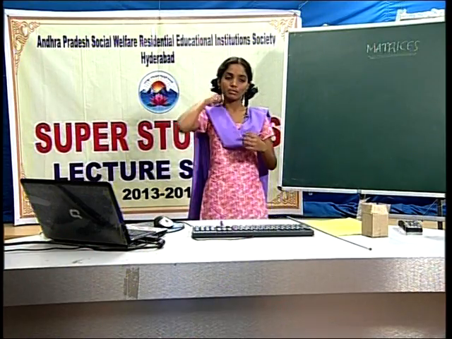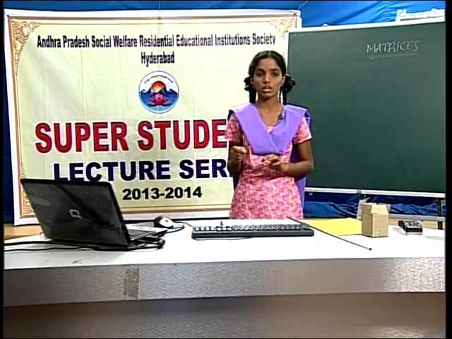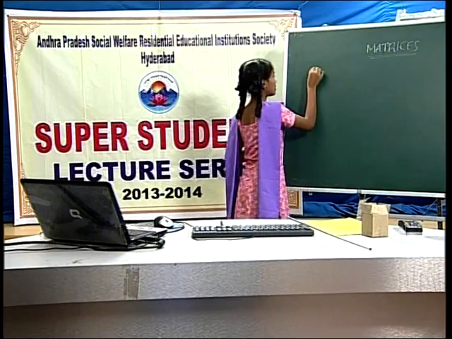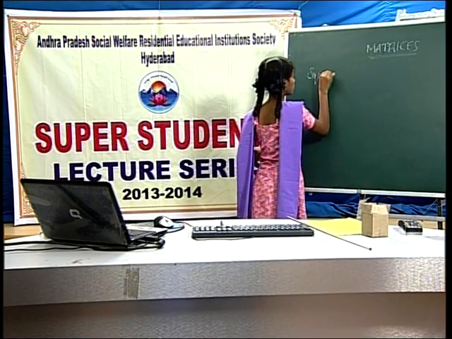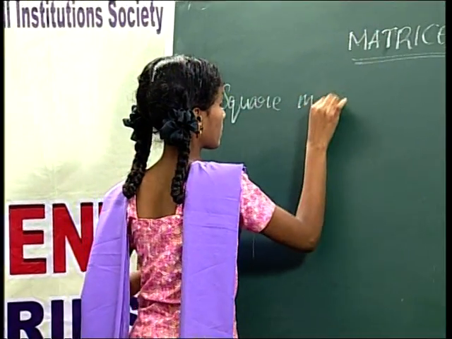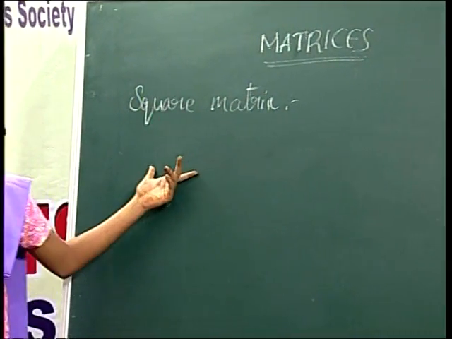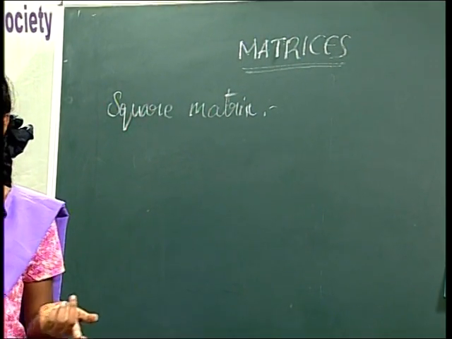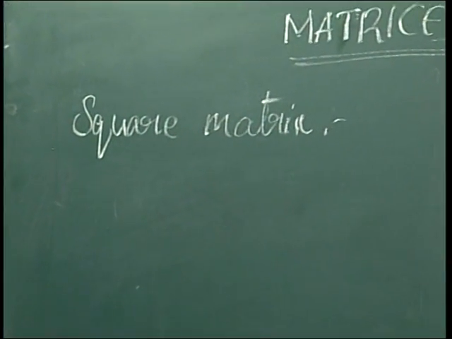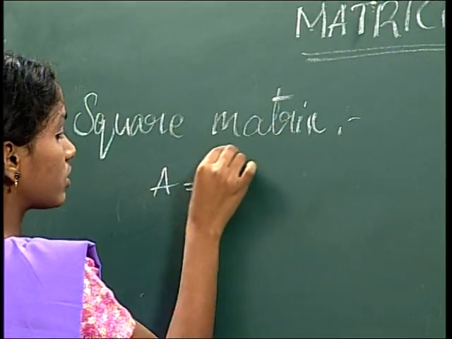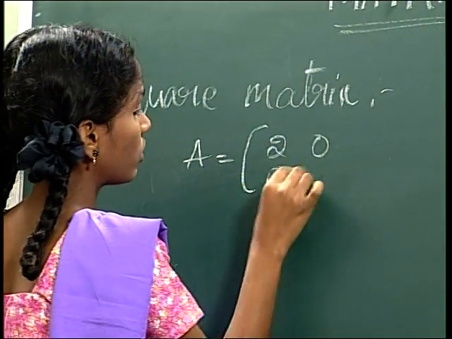You have learnt types of matrices in 9th class. Let us recall them at a glance. First, a matrix is the arrangement of elements in rows and columns. There are different types of matrices. Let us see some matrices. First is the square matrix. In a square matrix, the number of rows is equal to the number of columns. For example, A equals 2, 0, 0, 2.